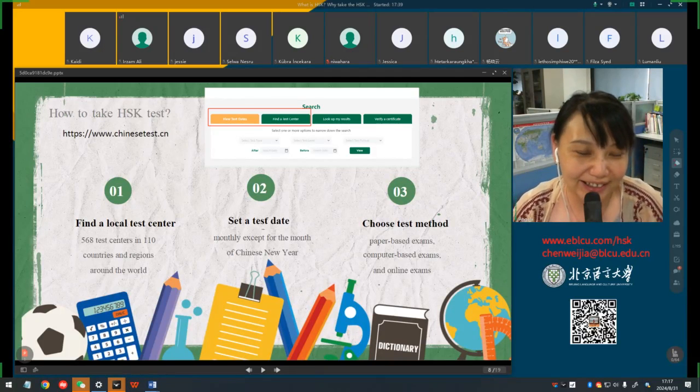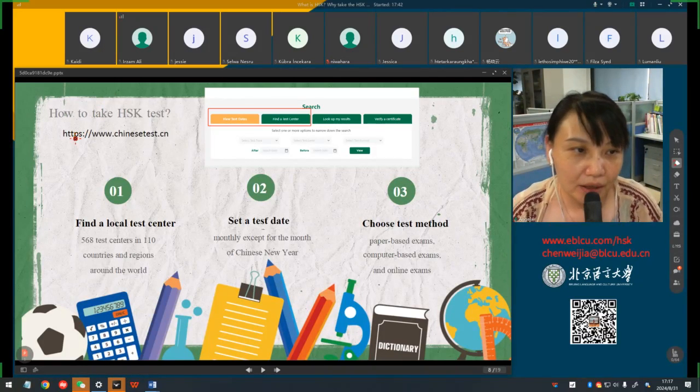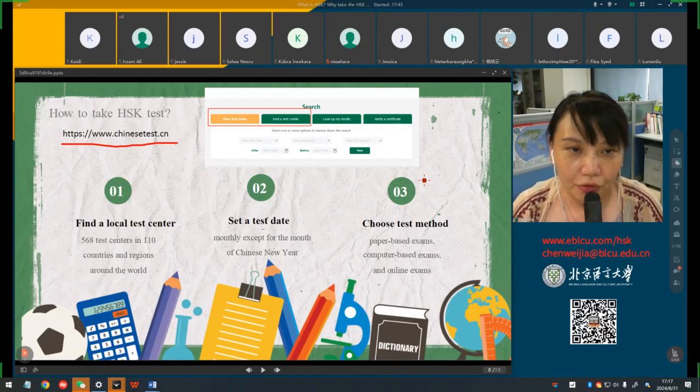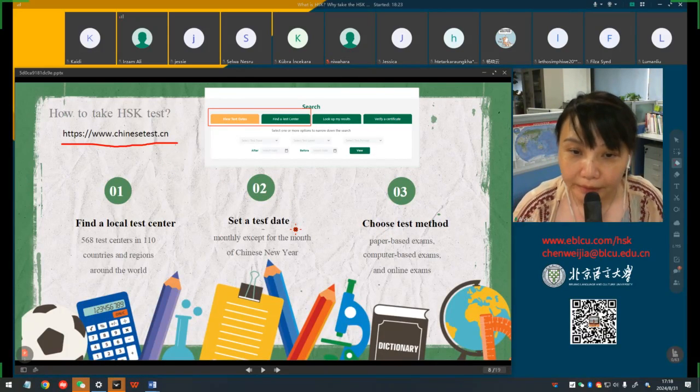So how do you find the test date and the test center? This is the website for the official HSK test. You can just log in to that web page and search. Here is a picture. You can search the test date and test center from that website. And when you find a test center, they will list the contact information of that test center. If you have problems with registration, you can contact the local test center to get the information.